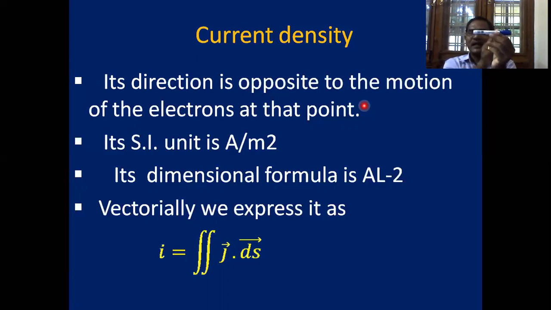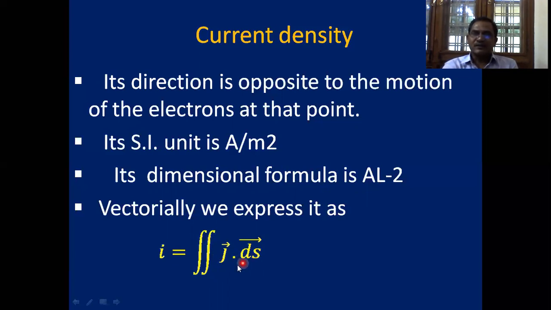So this is the direction of J bar. The direction of J bar is the direction of the flow of positive charge, or it is opposite to the motion of the electrons at that point. Since J is equal to I by A, its SI unit is ampere per meter square, right? Then you can write the dimensional formula, ampere by meter square, then you will get AL minus 2. Okay. So vectorially we write the expression for I, already I explained, I equal to surface integral of J bar dot ds bar.